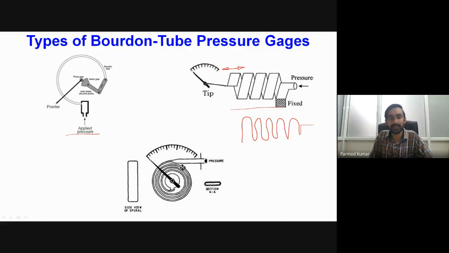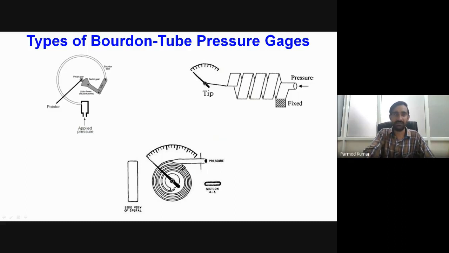Okay. Then another type of arrangement we have. In this particular arrangement, the tube is made of a spiral structure. Okay. So this tube is a spiral structure, and over that spiral tube, we have some scale also. Depending upon the value of the pressure, there will be coiling and uncoiling of this spiral tube. Okay, so these are different commercially available types of Bourdon type pressure gauges.